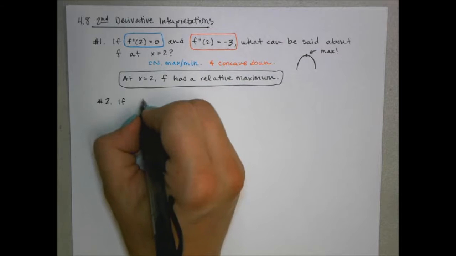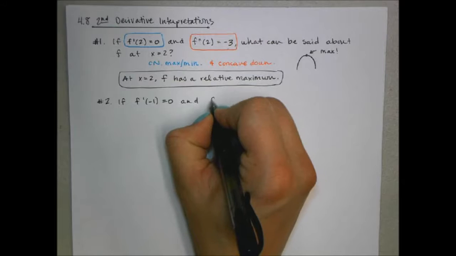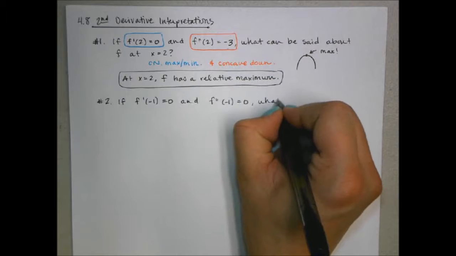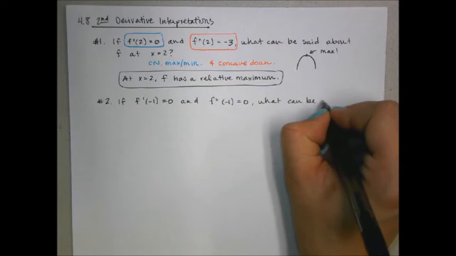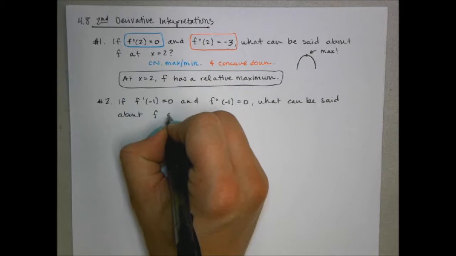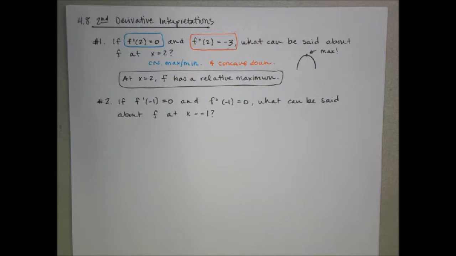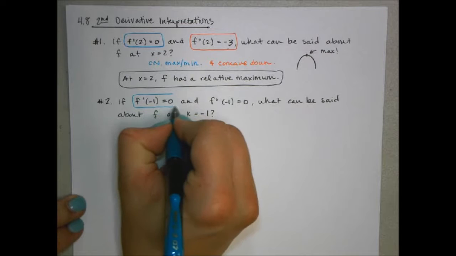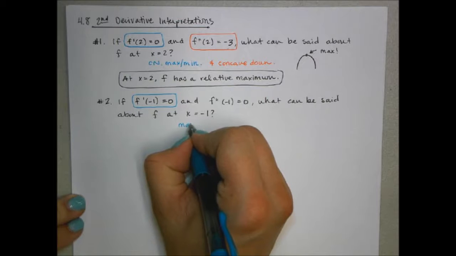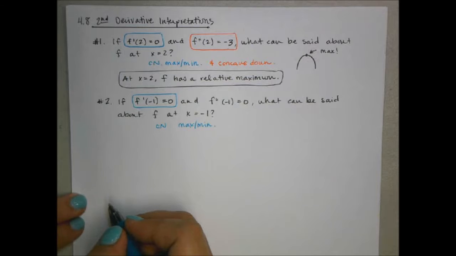In number 2, if f prime of negative 1 is 0, and f double prime of negative 1 is also 0, what can be said about f at negative 1? So I have something similar to the last problem. The first derivative is 0. This tells me it could be a relative max or min, but it doesn't have to be. All I know is that it is a critical number, so possibly a point of inflection.